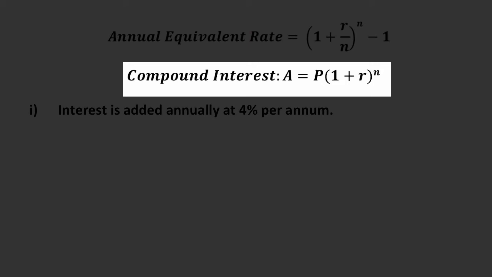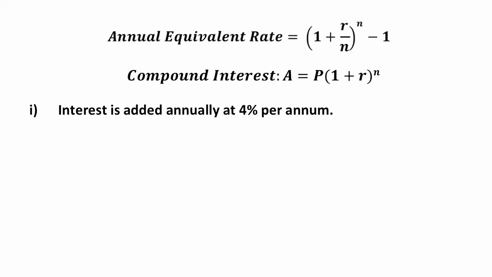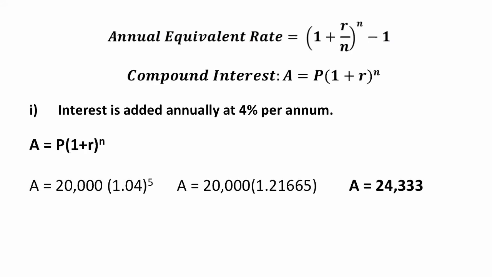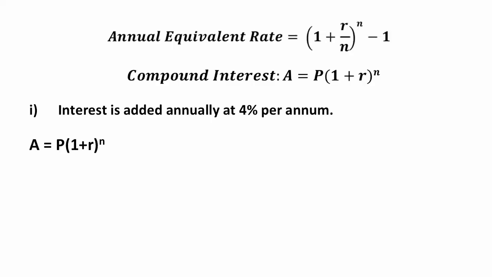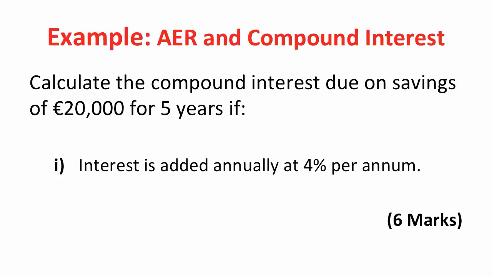All right, so we plug 4% into where R is in your second formula, so that becomes 0.04. We were told that there was 20,000 euro in savings, so that's your initial deposit, which is called the principal, P. You also have n here, the power of n, which is the number of years you're going to leave it in your savings deposit. And again, going back to your question here, calculate the compound interest due on savings of 20,000 euro for 5 years. So n is 5.